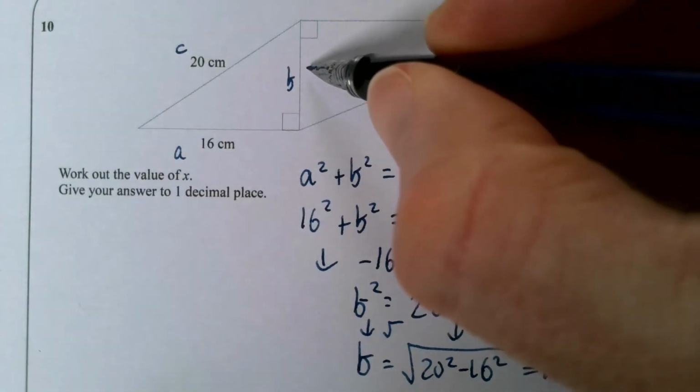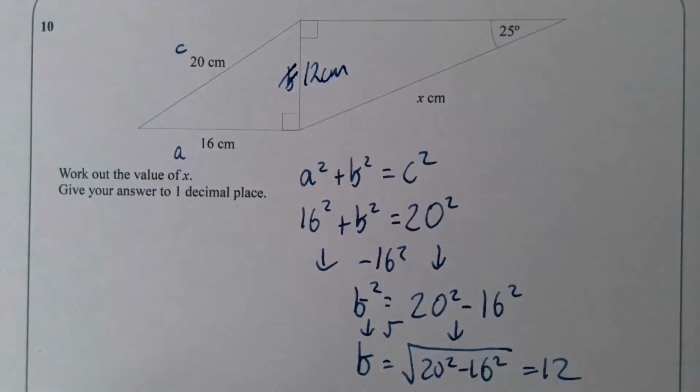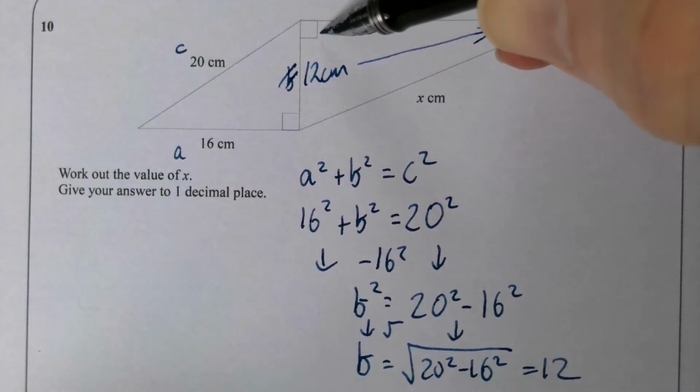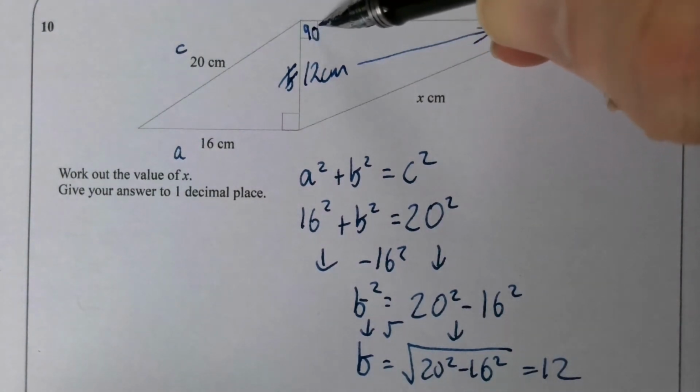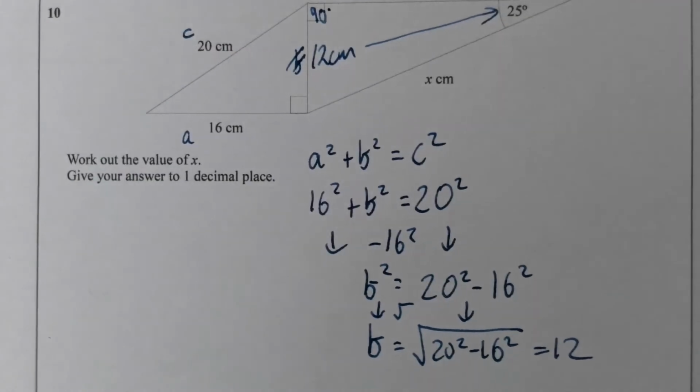So I now know that this is 12 centimeters, and that is opposite the 25 degrees, and the x is opposite the square symbol there being the 90 degree. So now you need to use the sine rule there. Pause it and give it a go.